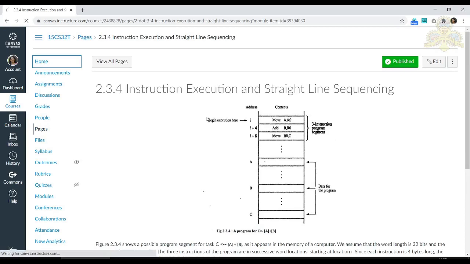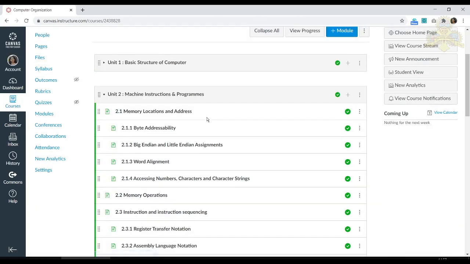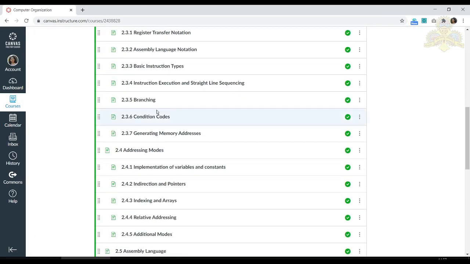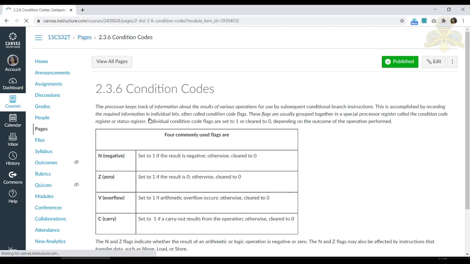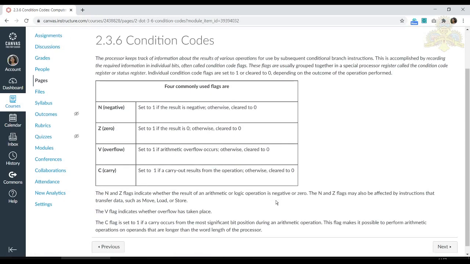Let me show you where the answer is. Go back to second chapter and topic 2.3.6, that is condition codes. So you have to write this thing. What is a condition code? Then the example of this one, example for the condition codes, and explain these things.